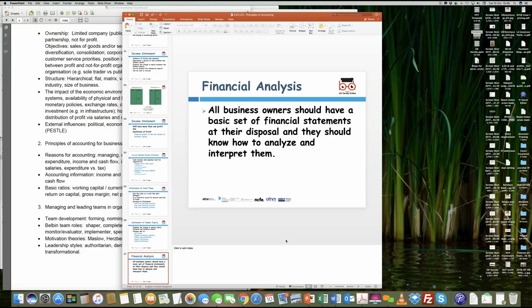And what we tend to do is to analyze this particular business, to analyze the situation of our business. At some point in time we end up doing something called financial analysis. So these are basically a set of statements which we use to try and analyze and interpret the position of a business at any given point in time.